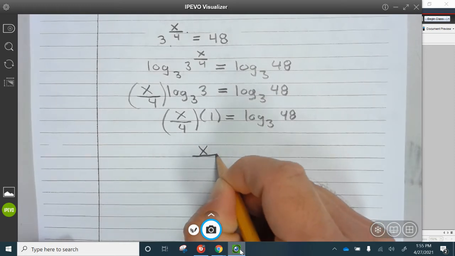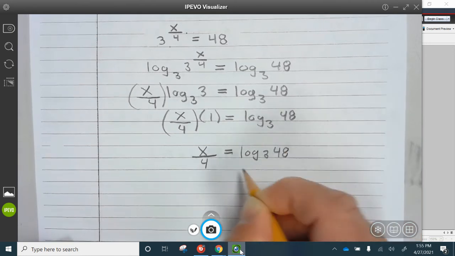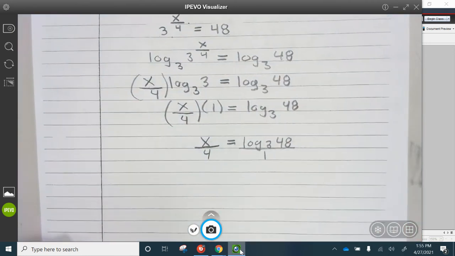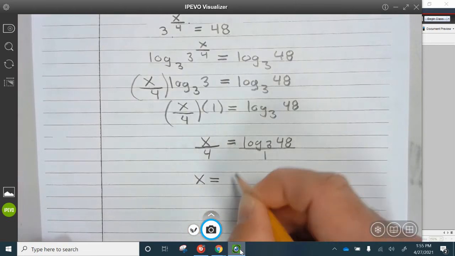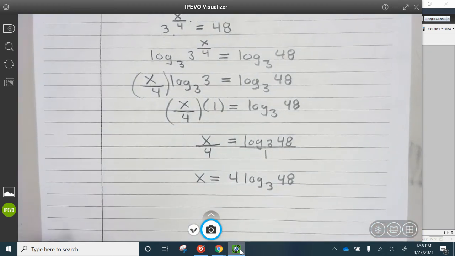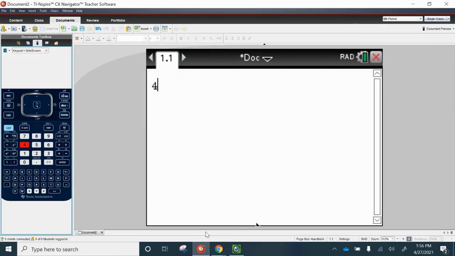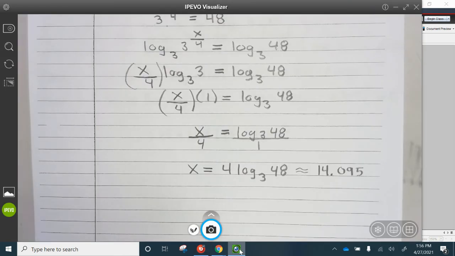So now we have x divided by 4 equals log base 3 of 48 divided by 1. Let's cross multiply. X times 1 is x. And then we have 4 times log base 3 of 48. Now that's your exact answer. Let's plug this into the calculator to find the approximate. So 4 times control log base 3 of 48. So that's 14.095. All right, go and finish up question 12.